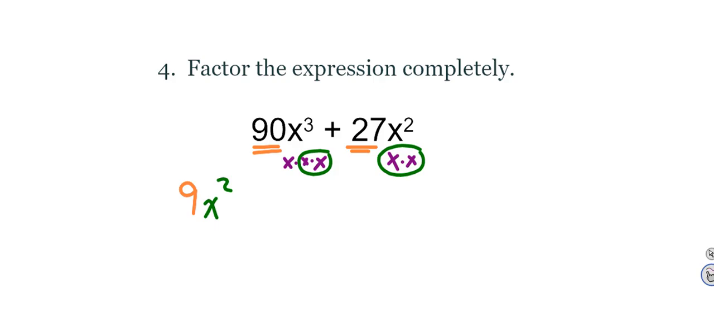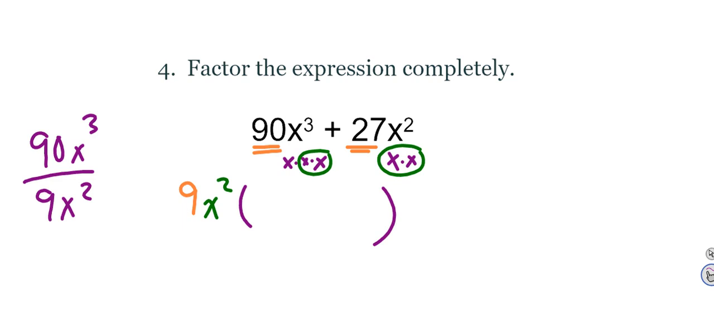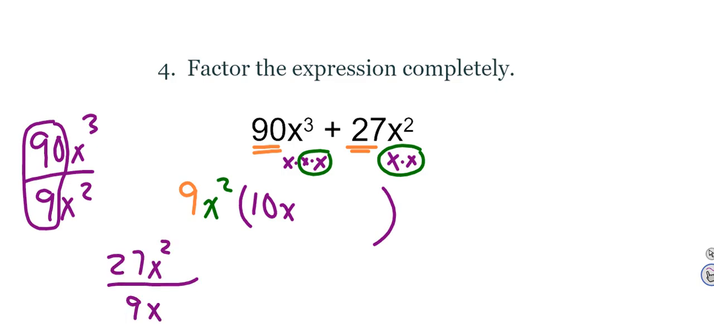So here we go. Let's put our parentheses. Let's bring over the 90x cubed. We're going to divide by what we're factoring out. 90 divided by 9 is 10. x cubed over x squared is x. Let's do it again. Let's do 27x squared. Let's divide it by the 9x squared. 27 divided by 9 is 3. Ooh, look, we have a plus. And x squared over x squared, gone. Yes, it's a 1, but 3 times 1 is 3, so we can stop here.